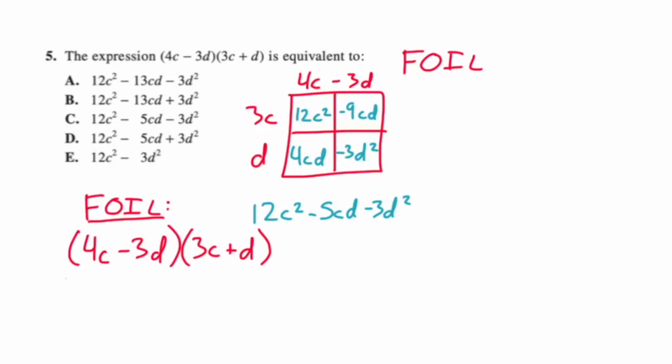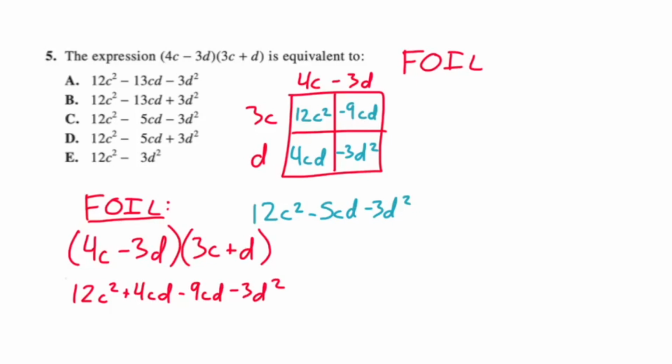All right, now if you prefer the FOIL method, which again stands for first, outside, inside, last, we're just going to multiply these things together in that order. So the first terms, the 4c and the 3c, if you multiply those together, you get 12c squared. And then O is for outside, so 4c and d, those are the outside terms. If we multiply those together, we get 4cd, and that's positive, so I'll put a plus sign there. I is for inside, so the 2 inside terms, that would be negative 3d times 3c, so negative 9cd. And then L is last, so the last terms, negative 3d times d is negative 3d squared.